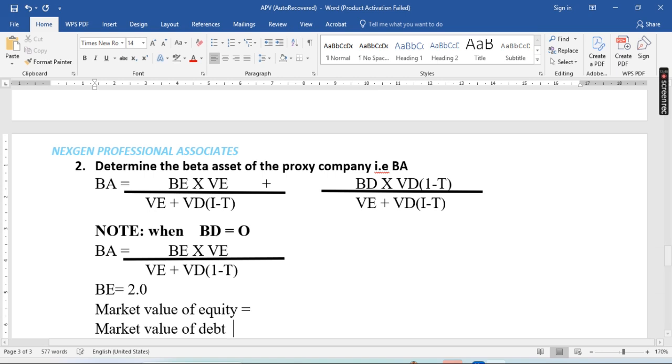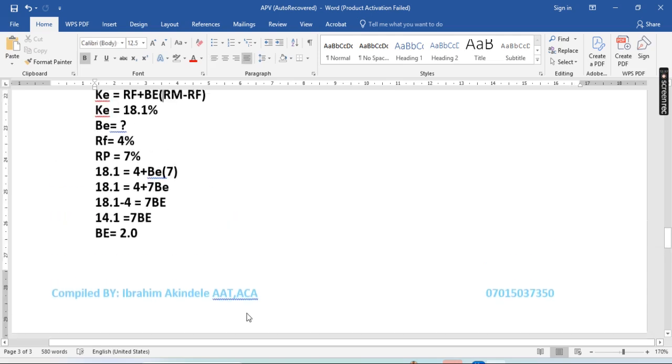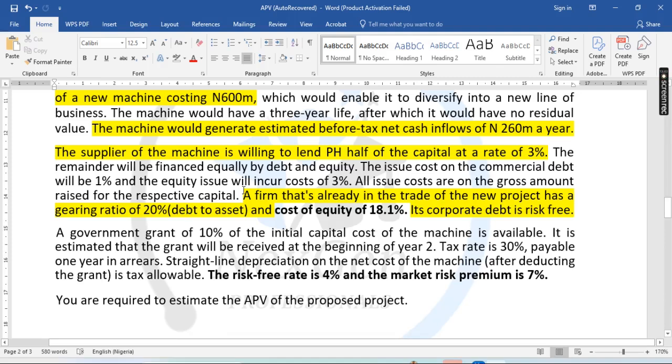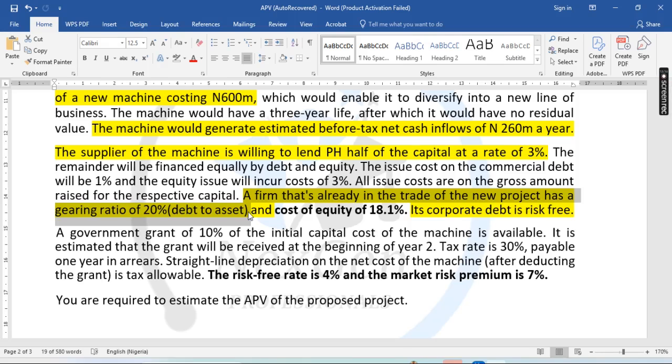We will now go back to our level of gearing. Our level of gearing will actually give us the market value of debt as well as the market value of equity. Now, let's quickly go back to the question. Can you see it? A firm that is already in the trade of the new project has a gearing ratio, debt to asset. It means that debt is 20, equity is 100. Debt to asset. The market value of debt is 20. The market value of equity is 100.